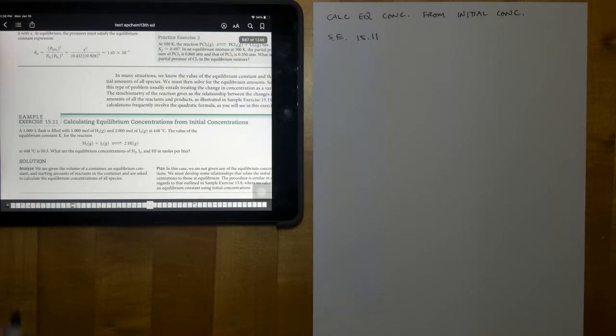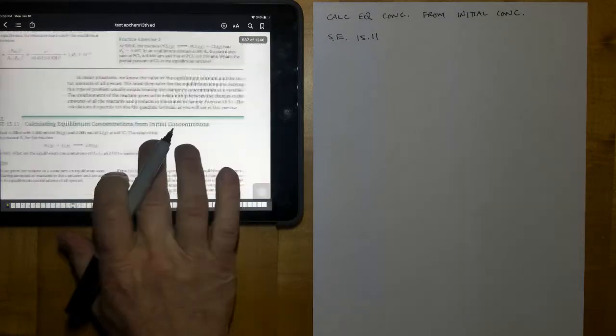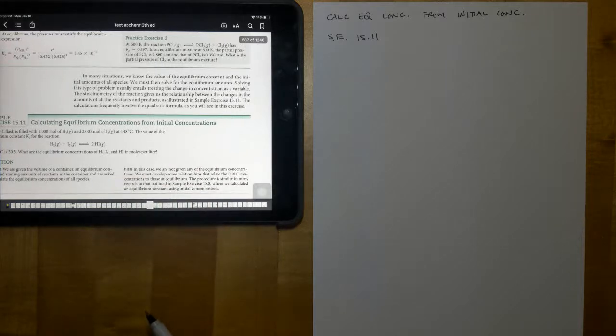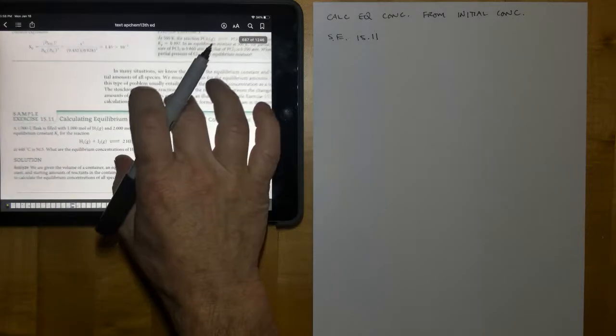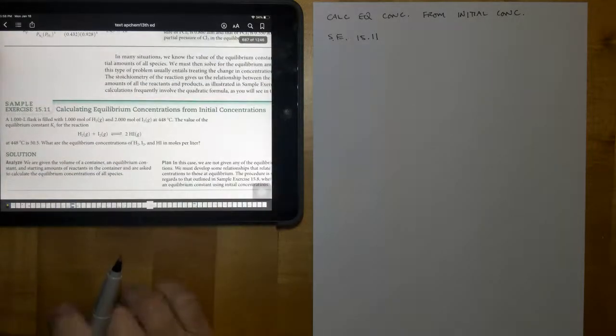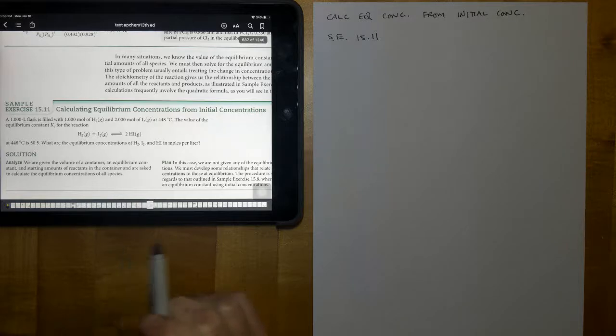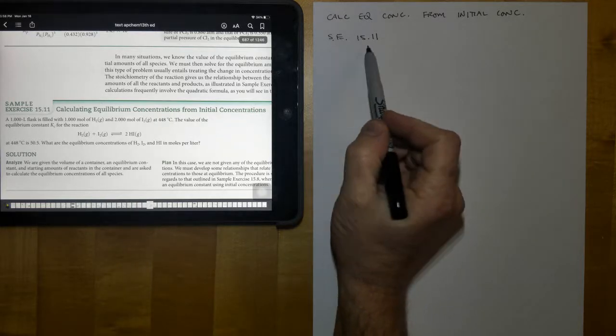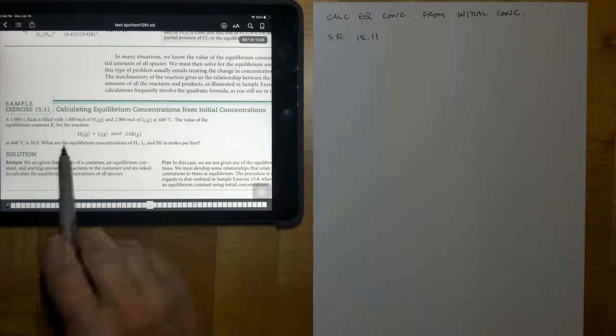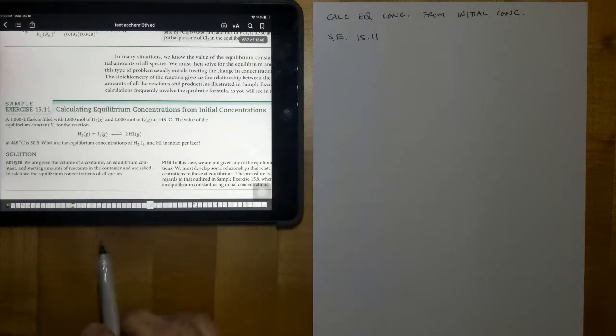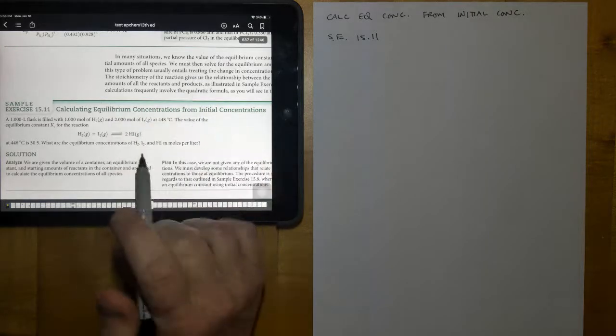In many situations, we know the value of the equilibrium constant and the initial amounts of each of the species. Well, then we must solve for the equilibrium amounts. So far, we've had an easy time doing that, but now we get to some challenging problems. So we're going to take sample exercise 15.11 right here. We'll work through it step by step, and we'll let the book do some of the math for us, but I'll talk you through some of the more challenging pieces as well.